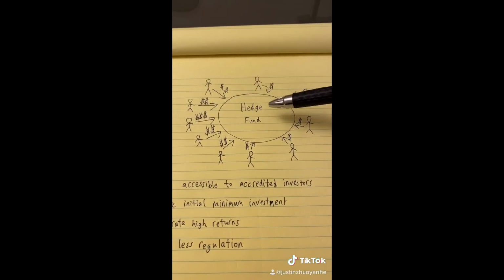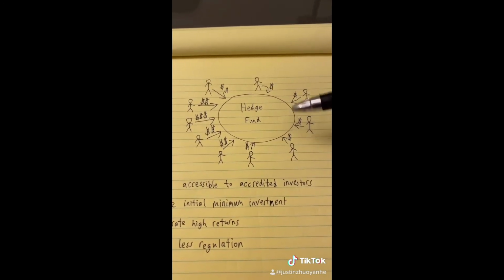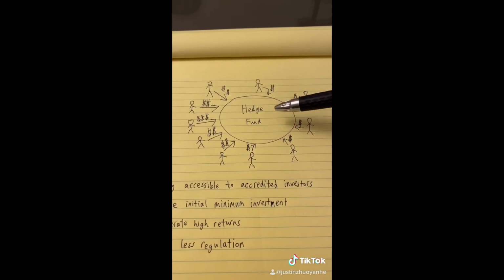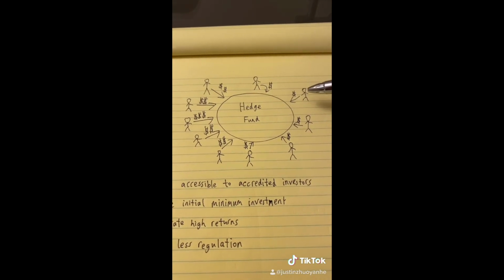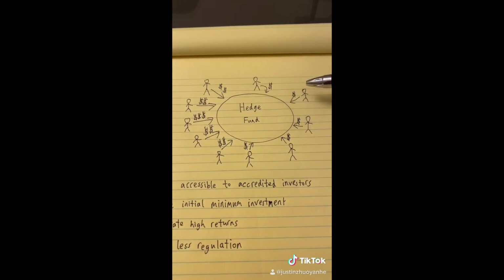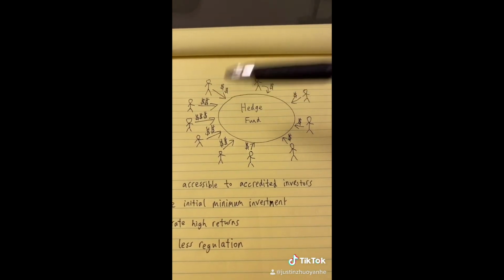So a hedge fund can invest in all types of different assets like stocks, real estate, private equity, commodities, etc. But most hedge funds have a specific investment strategy, and investors usually pick the hedge fund that fits their investment philosophy or because they like the hedge fund manager and trust him.